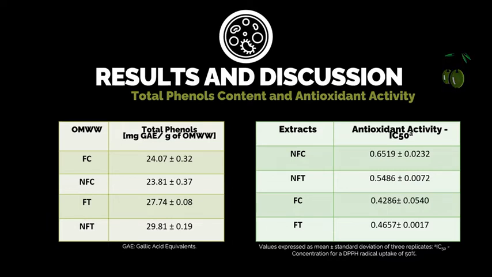The table on the right shows the results obtained by the application of the DPPH radical uptake assay, where all the samples demonstrated free radicals uptake activity, superior in both filtered and non-filtered traditional olive mill wastewaters, which agrees with the higher phenolic content observed in these extracts, demonstrating that the antioxidant capacity is dependent on the content of phenolic compounds present in the extracts of the olive mill wastewaters.